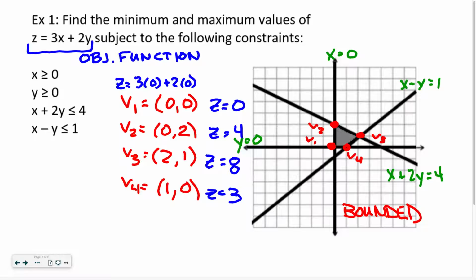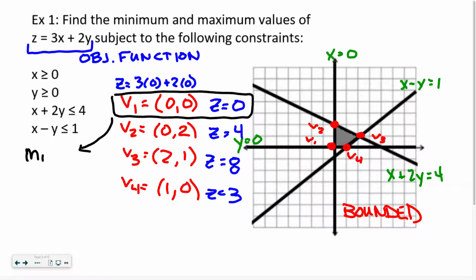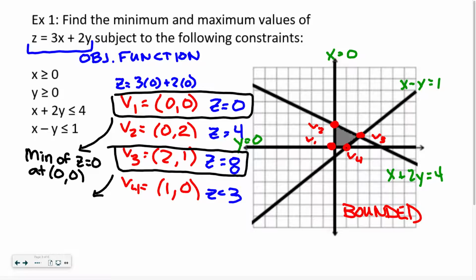Which z value is your lowest? 0. So you would report back you have a minimum of z equals 0 at 0, 0. This doesn't really mean anything to me, so I don't have a lot to say in terms of labels. And which one produces your maximum z value? V sub 3, right? Your highest z value is 8. So you have a max of z equals 8 at 2, 1.